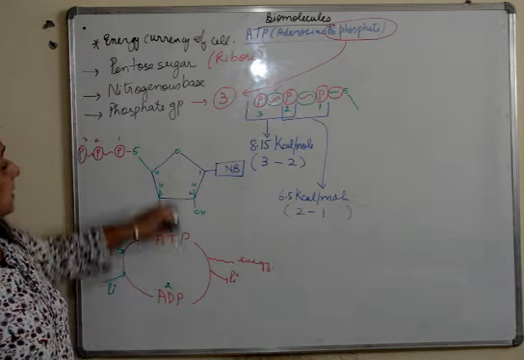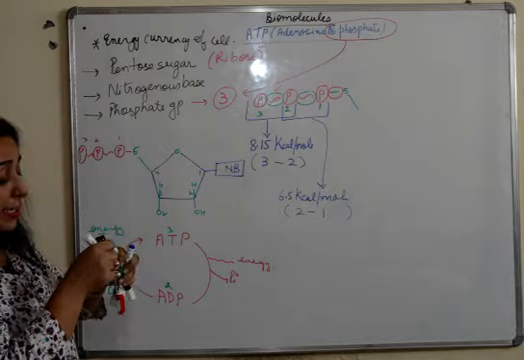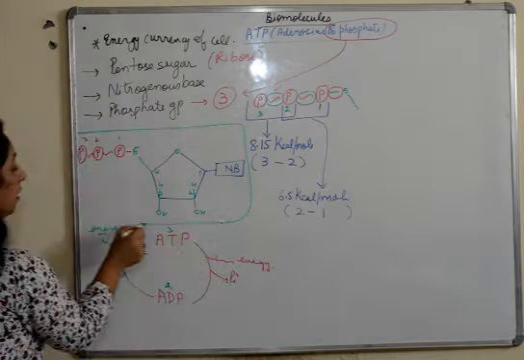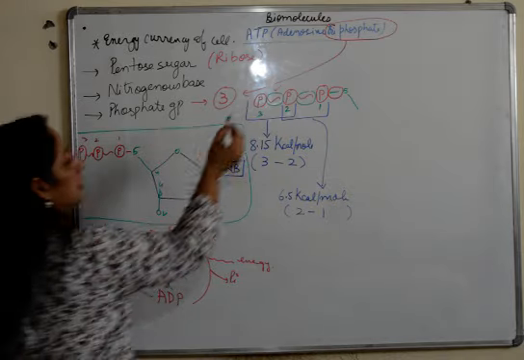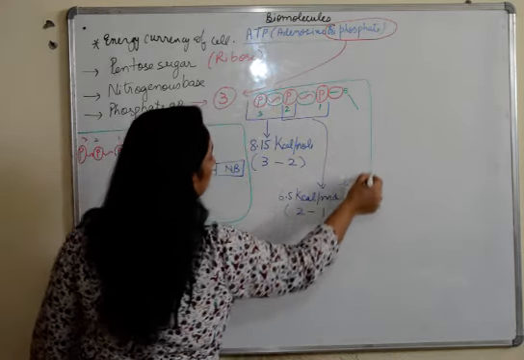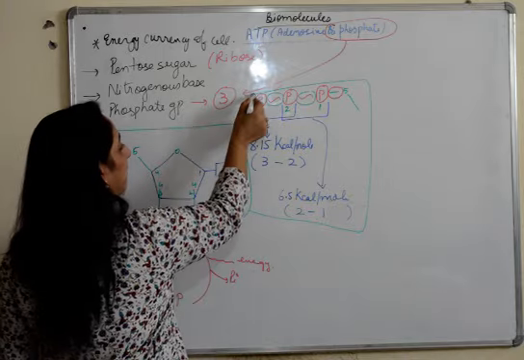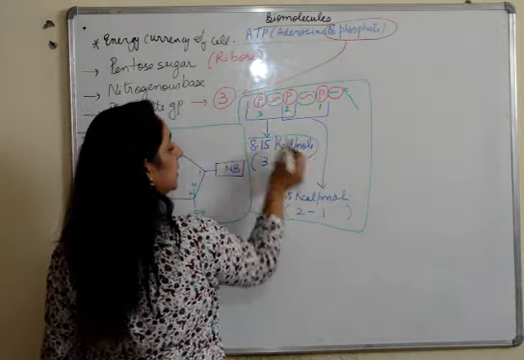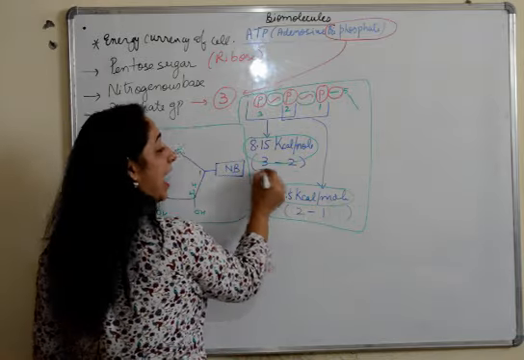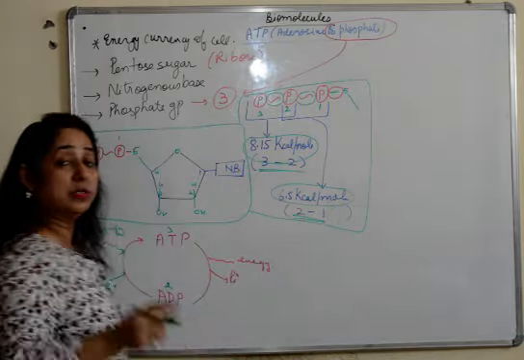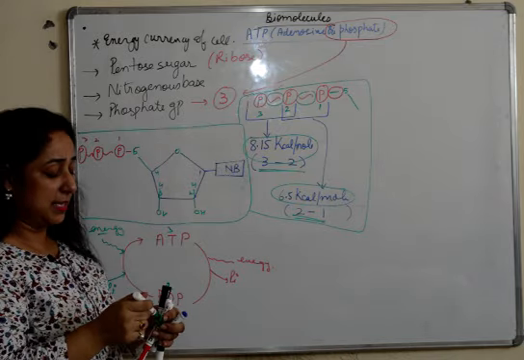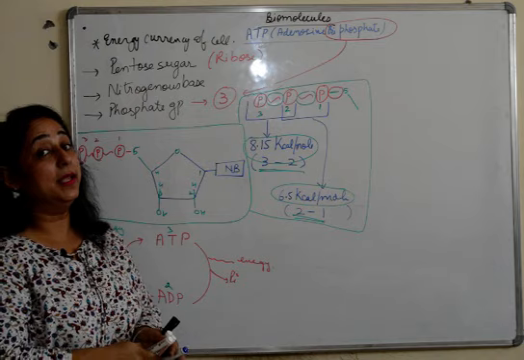Now what do you need to learn here? The molecule of ATP, the structure. This is very, very important. When the breakage happens, when the phosphate molecules break, what energy is released, how much energy is released, and between which phosphate molecules, and how the conversion takes place. This is all about ATP molecules.